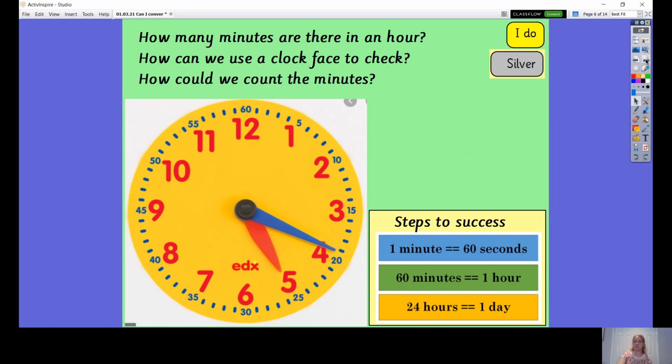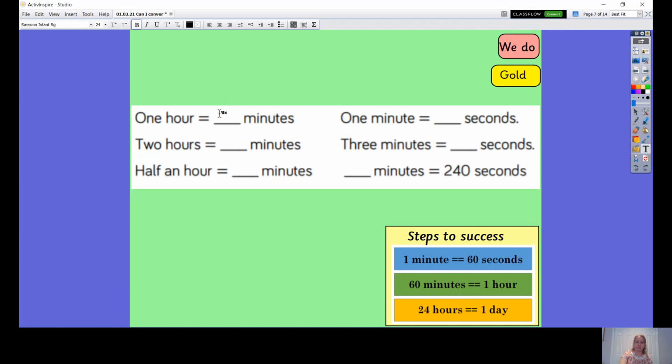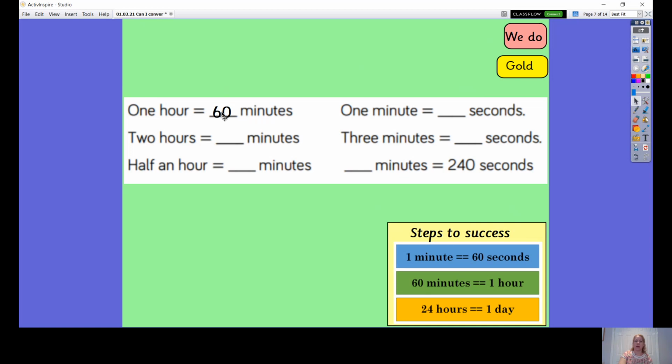Let's move on. So I just want you to pause here a second and have a little try at this one. We've already said that 1 hour is 60 minutes. So I just want you to see if you can work out how many minutes 2 hours is, half an hour, 1 minute, 3 minutes. I will say that it'd be helpful to use your 6 times table here. Okay, if we imagine that's just a 6 and we use our 6 times table, that will help you. Okay, so pause here and have a try at working out those for me.